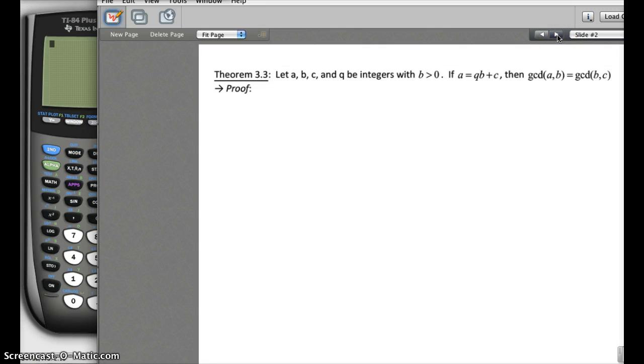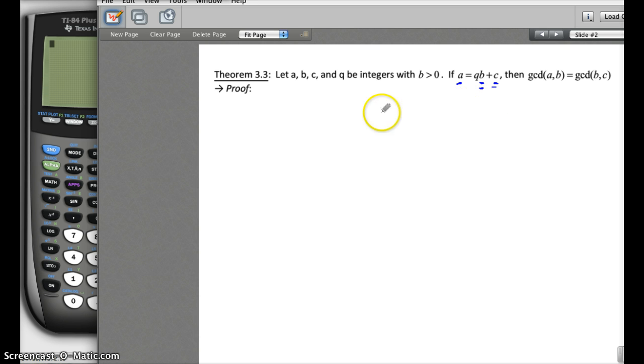So we're going to look at one theorem here, and that's our lead up to the actual Euclidean algorithm. This is called theorem 3.3 in the book. Say we have a, b, c, and q that are all integers, and b is greater than 0. If a is equal to q times b plus c, so that should look familiar from section 3.1, our division algorithm, then the GCD of a and b is equal to the GCD of b and c. So notice where these values are showing up. It's saying the GCD of a and b is going to be the same as the GCD of b, so that same b, and c this time.